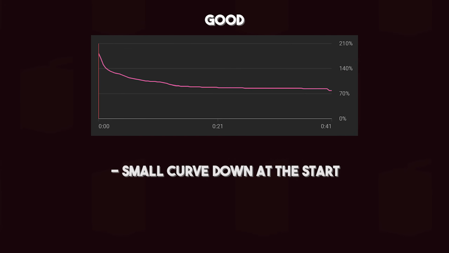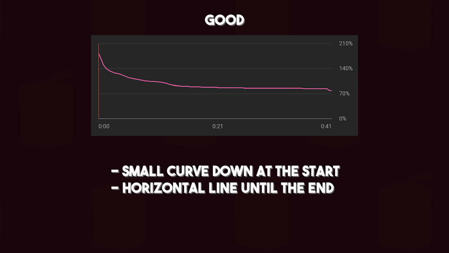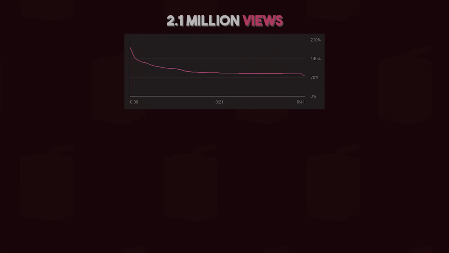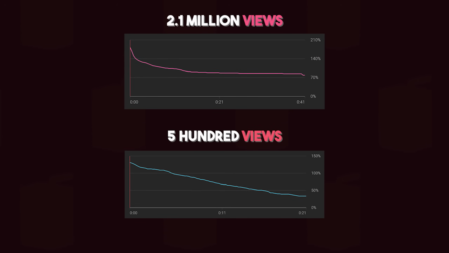You want your videos to have a small curve down at the start, followed by a straight line. If it doesn't, go back and rewatch your content to see what you could have done better to get people to stick around. This graph can also be great for pointing out any major red flags in your content. If you compare the graph I just showed from my best performing video to my worst, which only has 500 views, you'll see just how drastic the difference is.